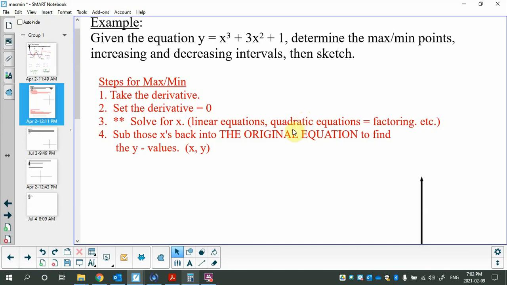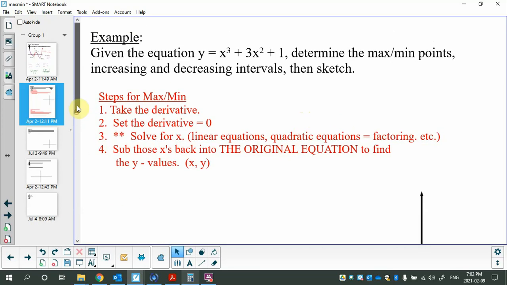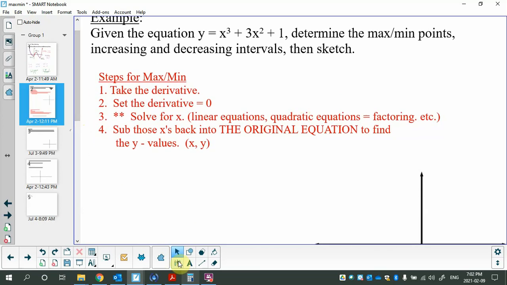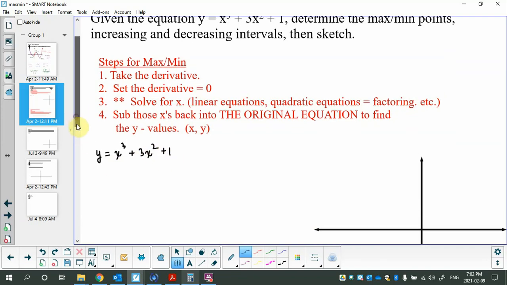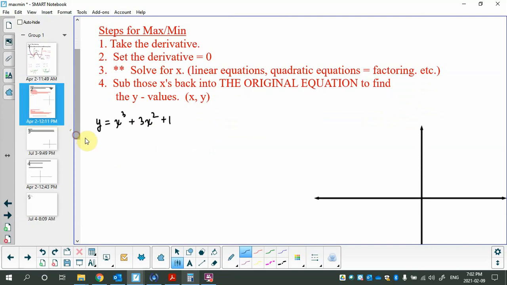Now is payback time if you didn't actually listen to that. So I'm going to go through my steps. The first thing I'm going to do, because I tend to make silly mistakes, is write the original equation down at the very top here so I don't have to scroll back and forth. Then I'm going to start doing these steps to finding the max min.